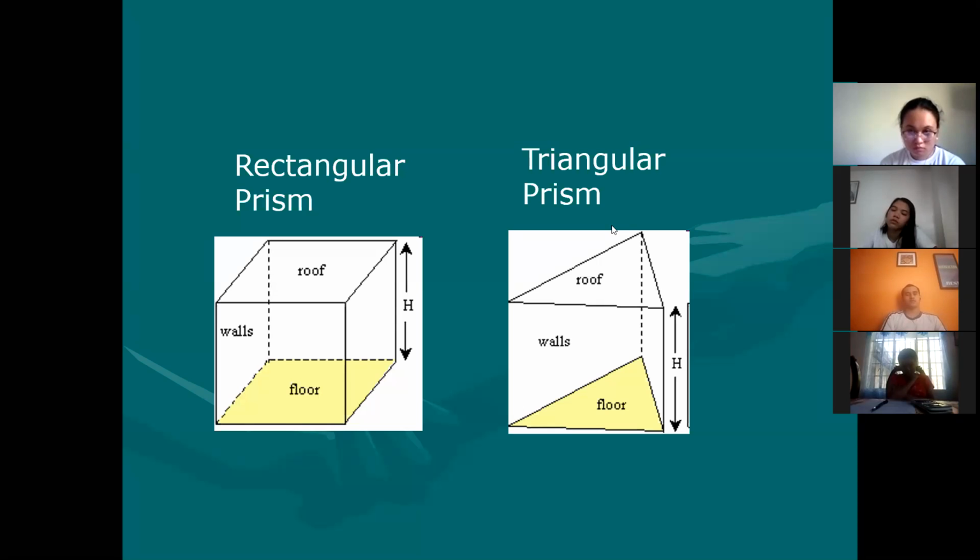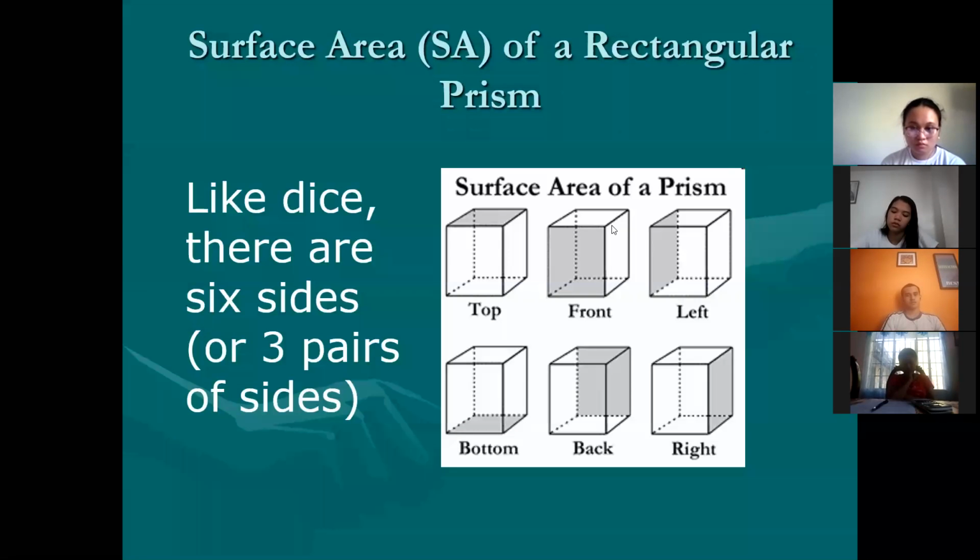To proceed, class, surface area, let's start with a rectangular prism. A rectangular prism, much like a die, but it's not just a die because a die is a cube. It resembles a die and it has 6 faces. One on top, one in front, one on the left, one on the bottom, one on the back, and one on the right. All in all, you have 6 faces.